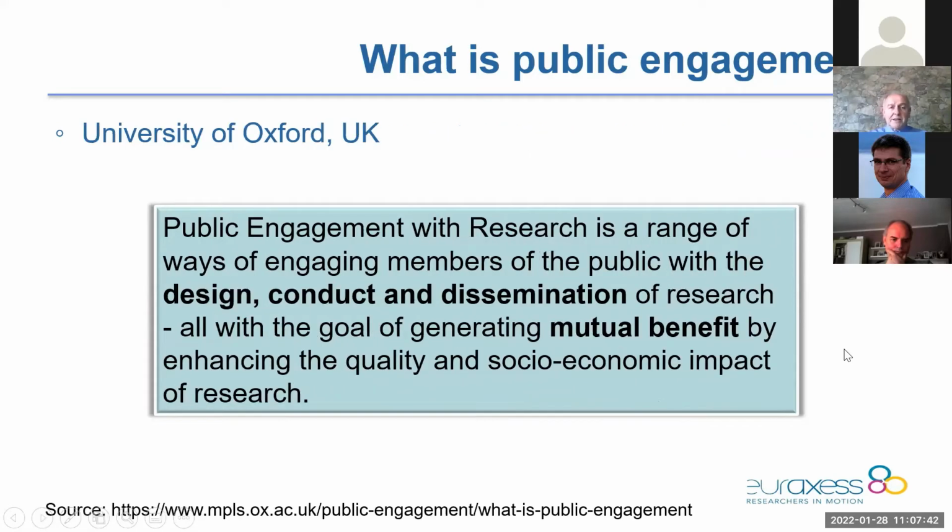The second one is similar, but it comes from the University of Oxford, also in the United Kingdom. It says that public engagement with research is a range of ways of engaging members of the public with the design, conduct, and dissemination of research. So you see that all parts of the research project are here, starting from design, then conducting research, and finally disseminating the results of your research. And all of this with the goal of generating mutual benefit by enhancing the quality and socioeconomic impact of research. You probably noticed that both definitions are similar, but this one is maybe more concrete.